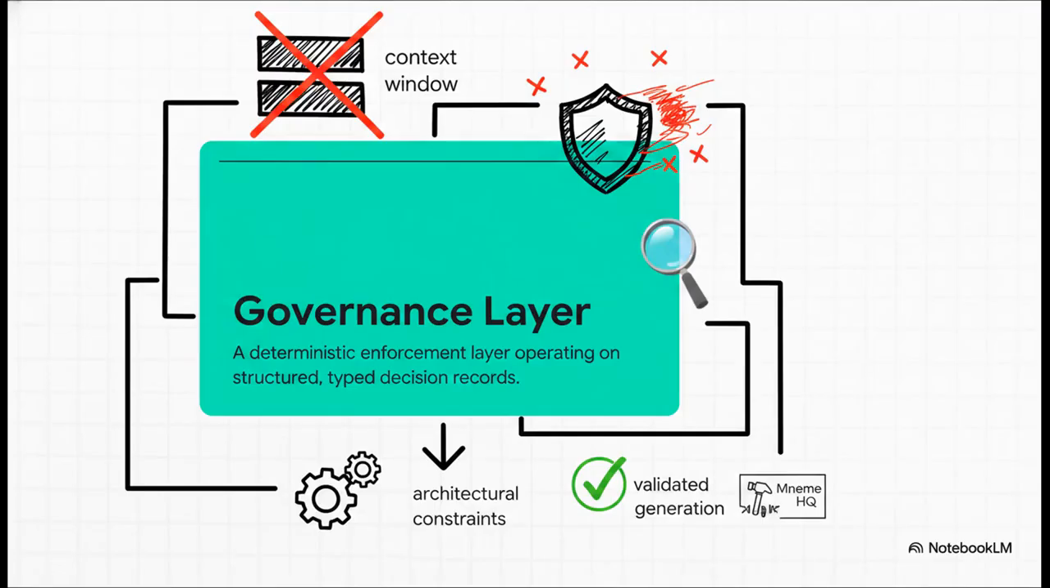Enter the governance layer. This right here is a complete paradigm shift. A governance layer is a deterministic enforcement layer that operates on structured, typed decision records. This introduces tools like MnemiHQ, which is an open-source architectural compiler. Instead of just suggesting rules inside a prompt's context window, this layer sits above the context window. It actually resolves precedents and catches violations at the hook level. It is literally stopping bad code in its tracks before it ever even reaches your pull request.